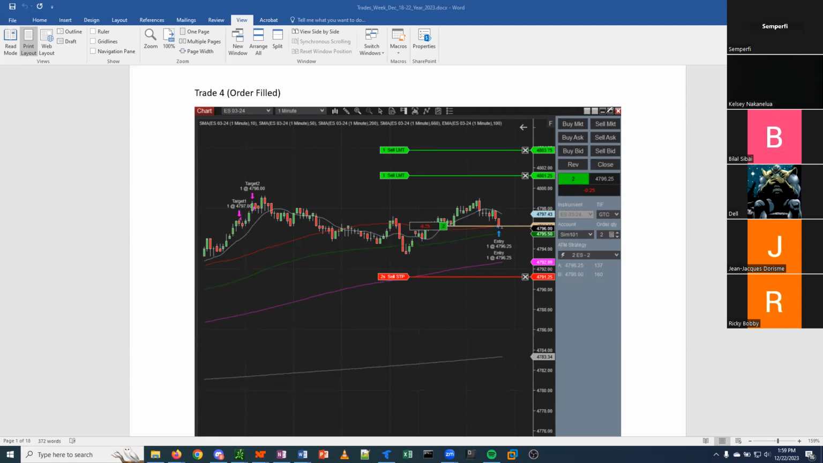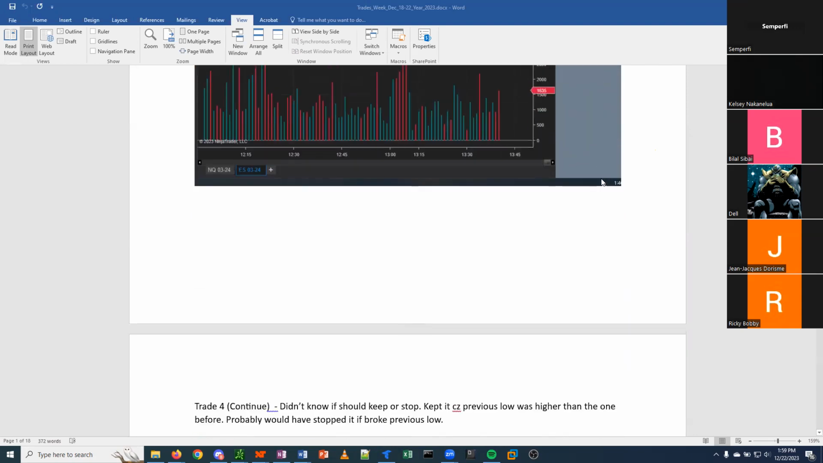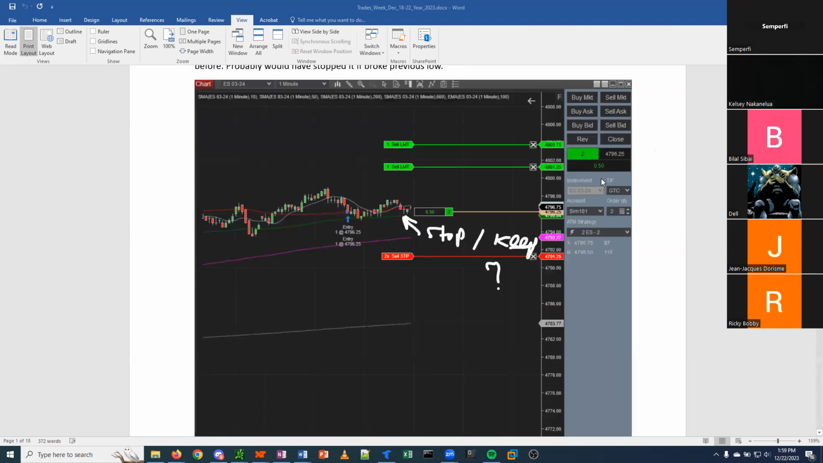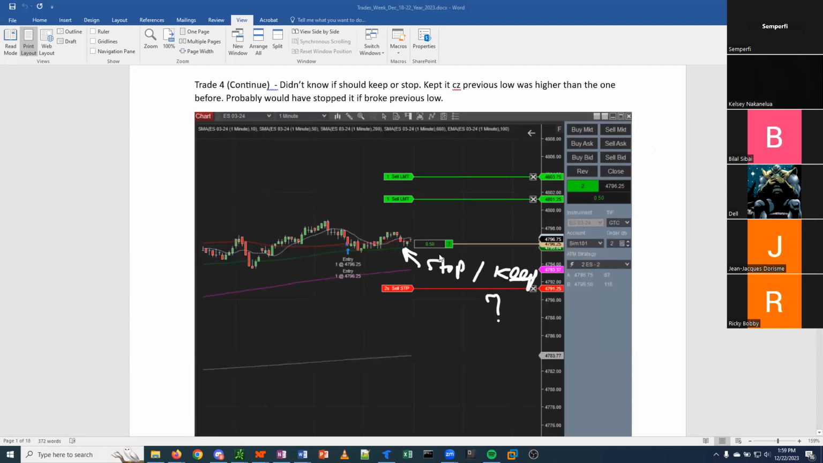Now, did it play out? Yeah. I think this one was filled. Yeah, see, it created that pullback low or swing low, whatever you call it. Swing low right there. So over here, I didn't know if I should keep it or stop it, but just kept it. It's on sim, right? Yeah.